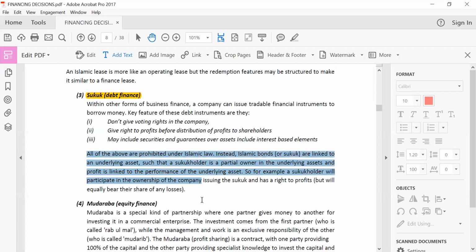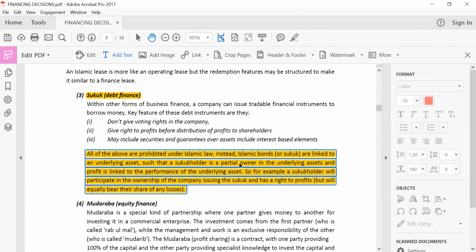It doesn't act like the normal perspective of modern-day work and pay. No lie, it doesn't happen. If the time for the sales is not even due, and I start calling you, WhatsApping you, disturbing you, all of the above is prohibited under Islamic law. Instead, Islamic bonds or sukuk are linked to an underlying asset. So it can be, let's say, a car. It's linked to an underlying asset, such that the sukuk holder is a partial owner in the underlying asset, and profit is linked to the performance of the underlying asset. So how the asset will move, that is how the profit will be generated.